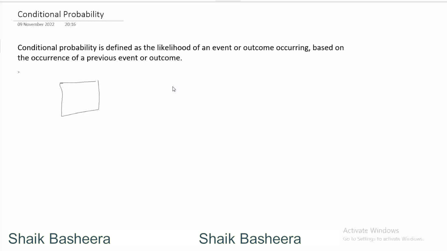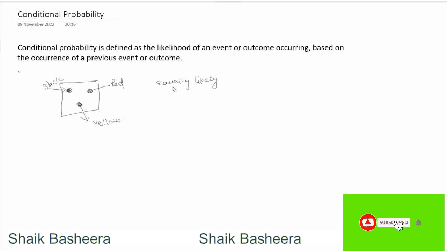In this box there are 3 balls: black, red, and yellow, and all these 3 are equally likely events. It means all these have the same probability.